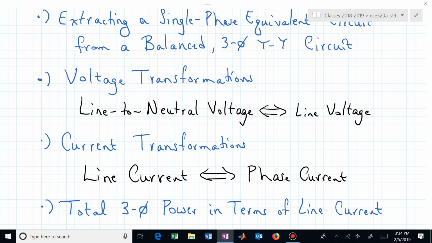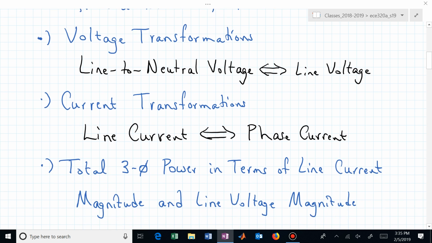If we're always focused on a YY circuit, well, what if somebody now hands you a Y delta, or a delta Y, or a delta delta? You want to be able to move back and forth between these different interconnected systems to convert them maybe all to a YY so that you can now extract a single phase equivalent. We'll look into how we do voltage transformations and current transformations to make that process more straightforward, to convert from a Y delta to a YY.